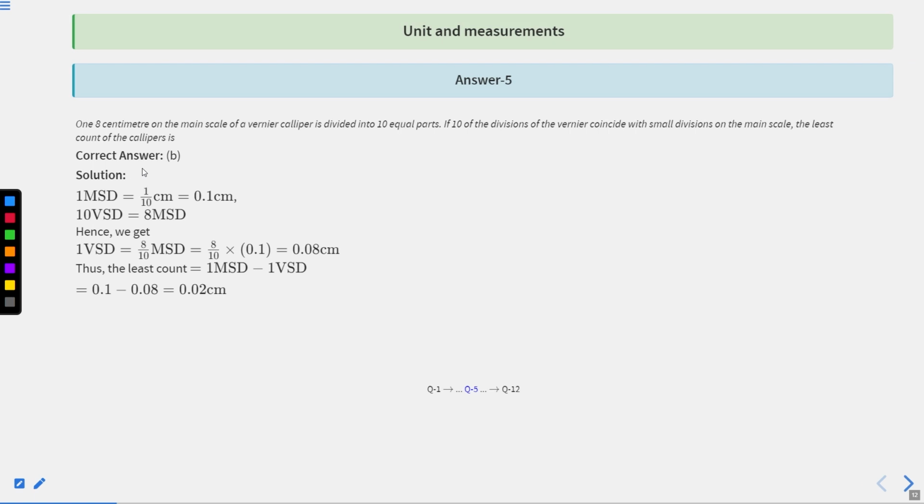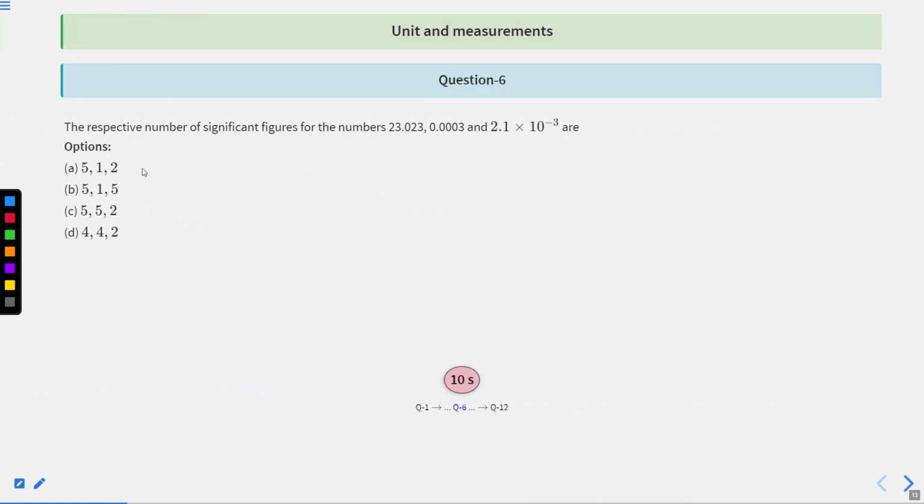Next question. Sixth question. Sixth question is, the respective number of significant figures for the numbers this, this, and this are. So calculate the significant figures. You have 10 seconds to solve this question.